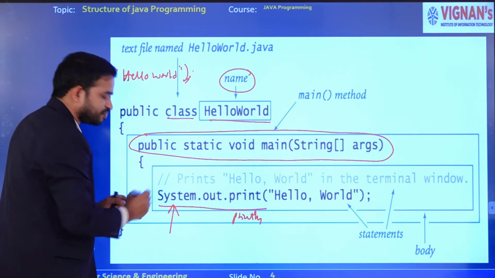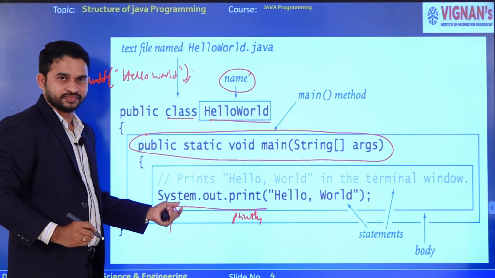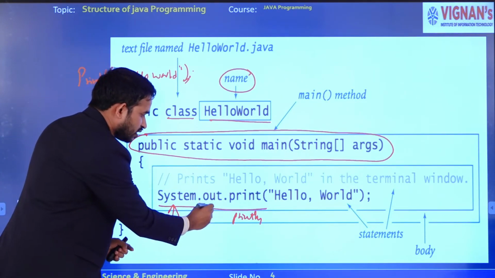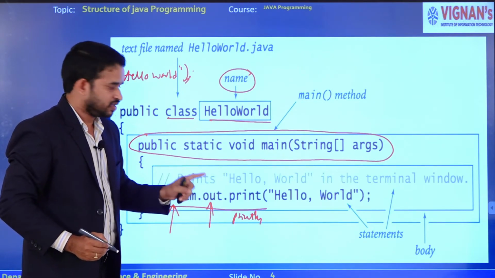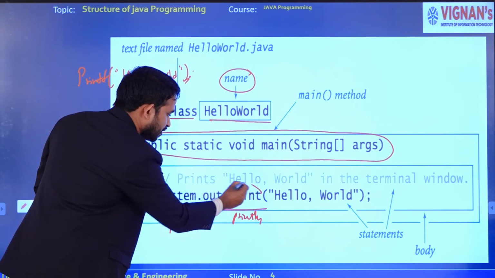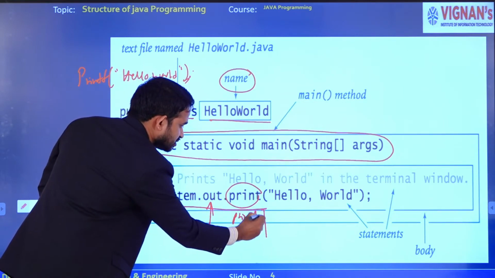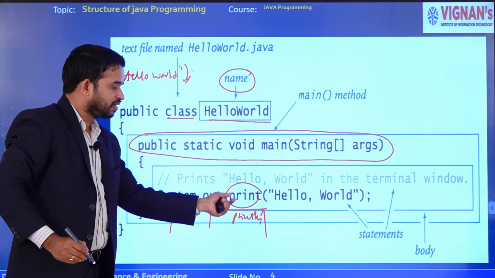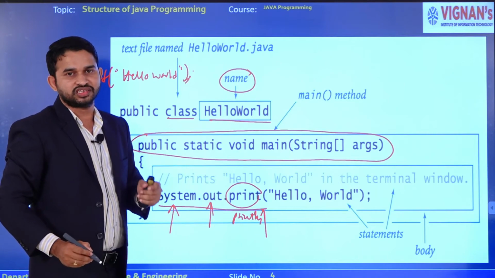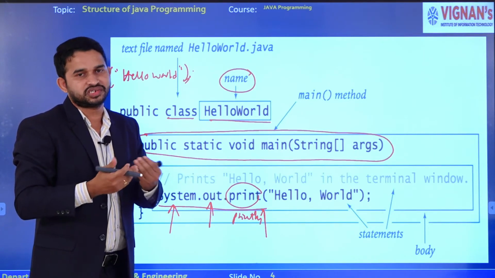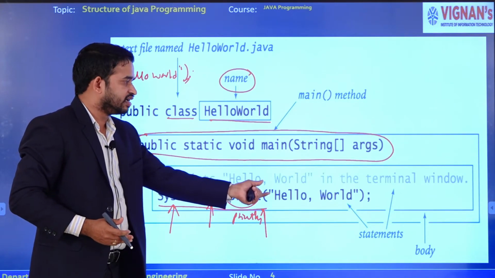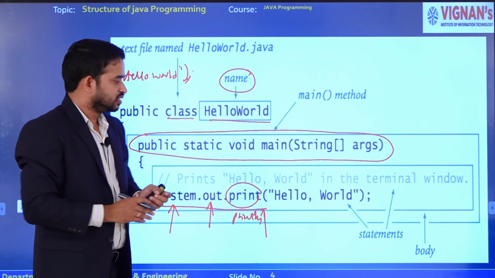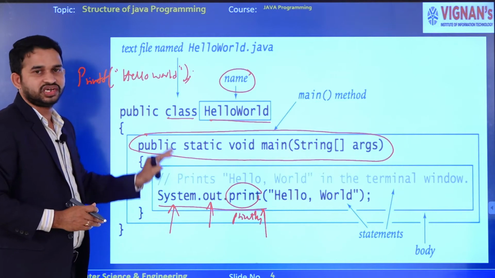First one, System. System is a class. Out is an object of the PrintStream class. Print or println is a method of the PrintStream class. It means all of them come under the PrintStream class. So by using this, we can print our data in our terminal window. So this is a simple structure of Java programming.